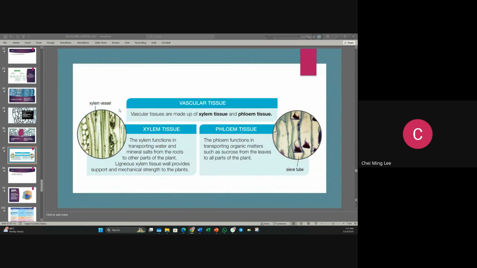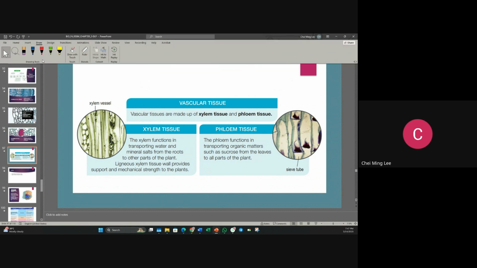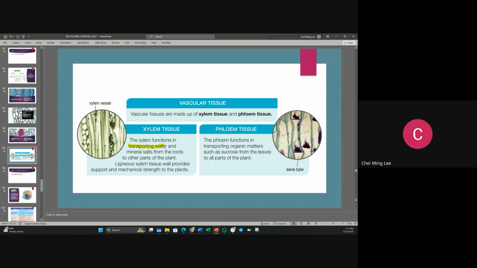Okay. Next. So let's see vascular tissue. All right, vascular tissue is made up of xylem and phloem. Xylem tissue functions in transporting water and mineral salt from the root to other parts of the plant. It has a lignified xylem tissue wall, which provides support and mechanical strength to the plant.